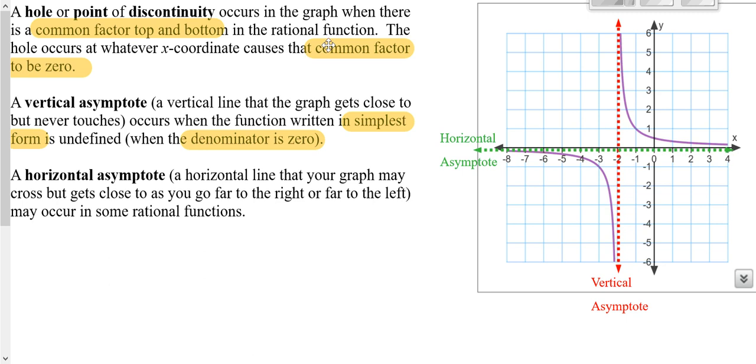So once again, whenever you have a hole, that means you have a common factor top and bottom, and the hole occurs at what causes that common factor to be 0. After you've crossed out any common factors and you look at what causes the bottom to be 0, that's what causes you to have a horizontal or a vertical asymptote. Now, you could have a horizontal asymptote also. Not all rational functions have a horizontal asymptote, but it's common for them to have it, but not all of them will.